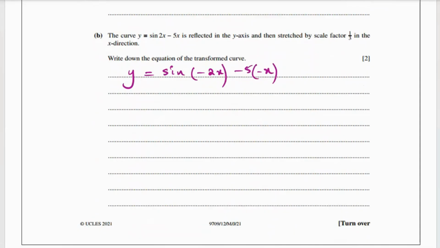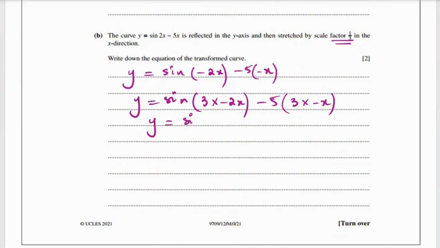And then it's stretched by a scale factor of 1 over 3. If it's stretched by a scale factor of 1 over 3 in the x direction, that means x is going to get multiplied by 3. So y is sine of 3 times negative 2x minus 5, 3 times negative x. That's going to be sine of negative 6x plus 15x. That is the equation of the transformed curve.